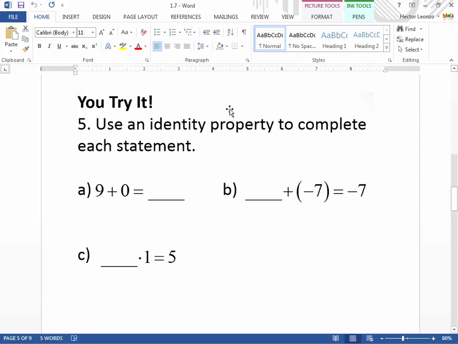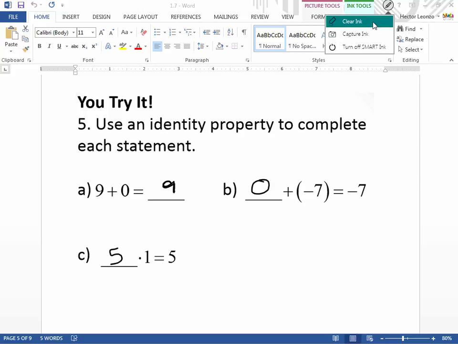Now, use an identity to complete each statement. So 9 plus 0, I'm going to say this is 9 because I'm using the identity property. Remember, my result and the number from the beginning are identical. Now here, I have negative 7. I already have a negative 7 on the left. So I'm doing addition, and I know in addition, my important number is 0. When I'm adding for identity, I add a 0, either at the end or at the beginning. When it's dealing with multiplication, I have to multiply by 1. So here, let me complete this as 5 times 1 equals 5.